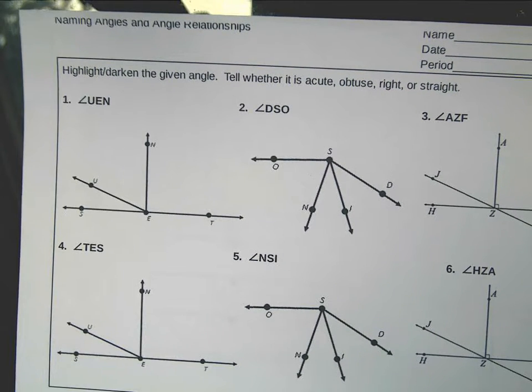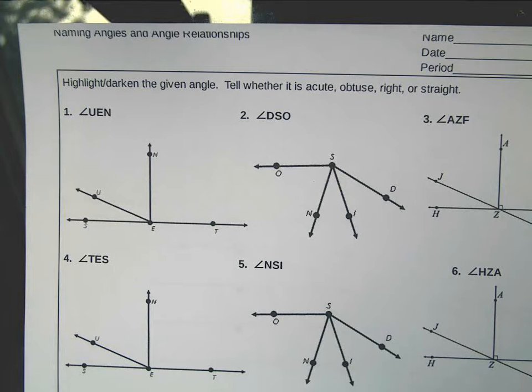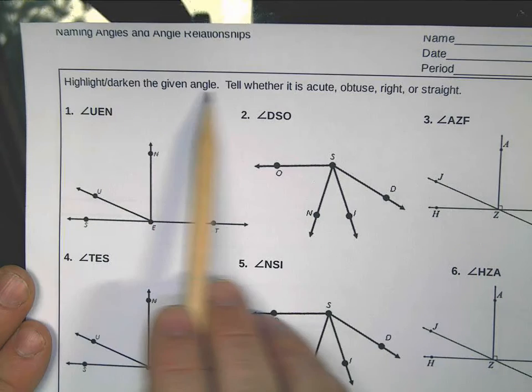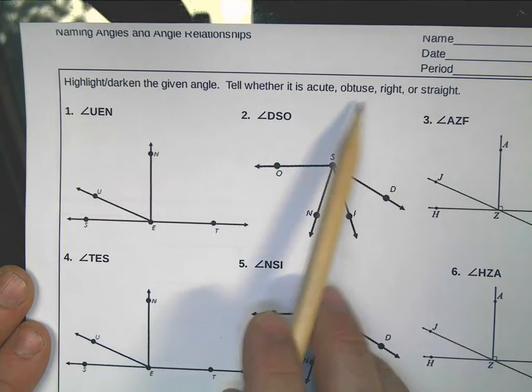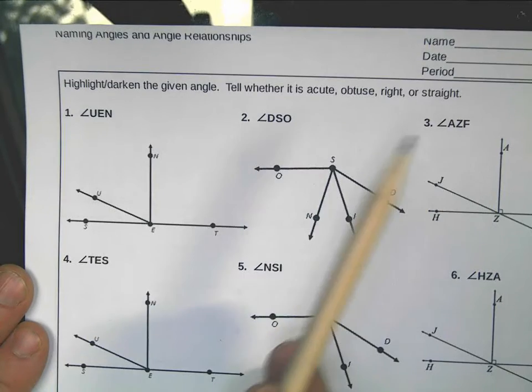So for the first section, it says highlight or darken. If you don't have a highlighter, you can just darken it with your pencil. So I'll do both. Highlight or darken the given angle, and then tell whether it is acute, obtuse, right, or straight.